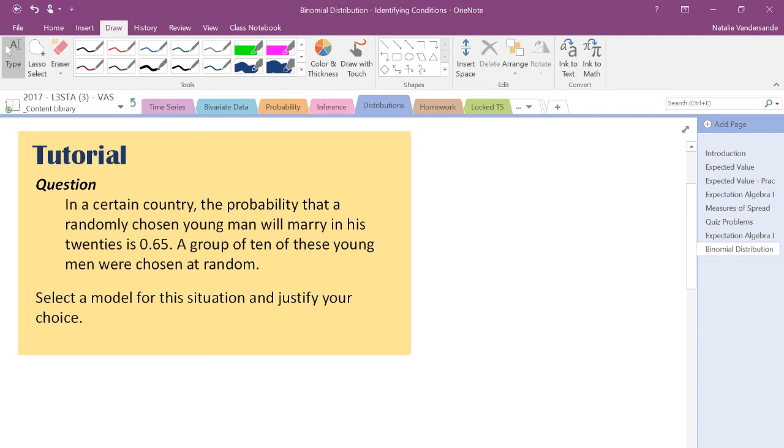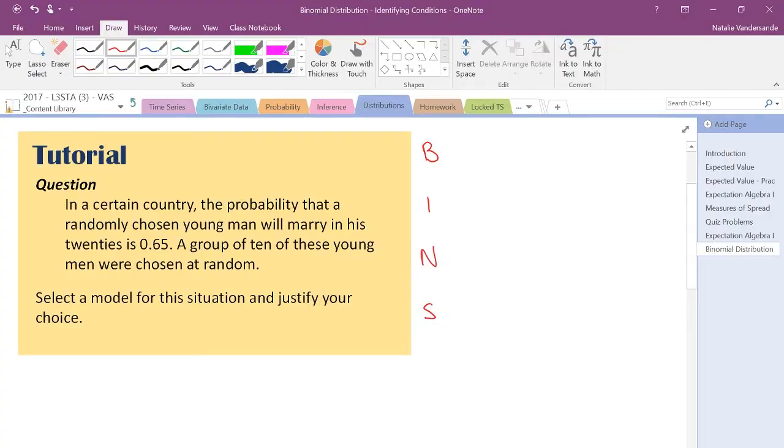A good place to start is with the mnemonic BINS. Let's write this down. This stands for binary, independent, number of trials, and success probability. It's not just enough to write these 4 general conditions, but we need to put in the context of the question. So let's do that now.